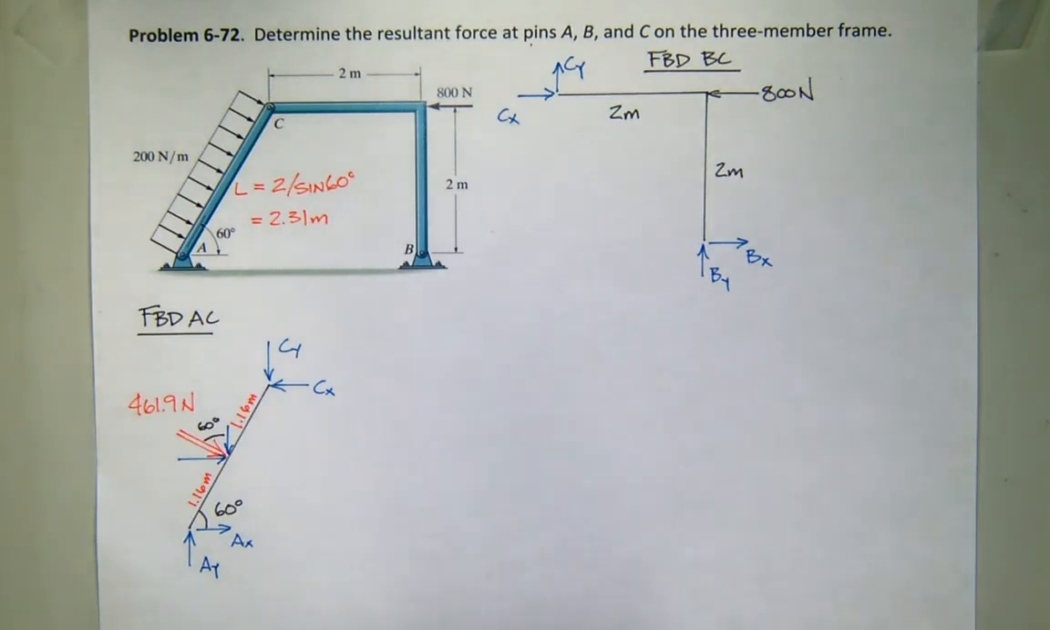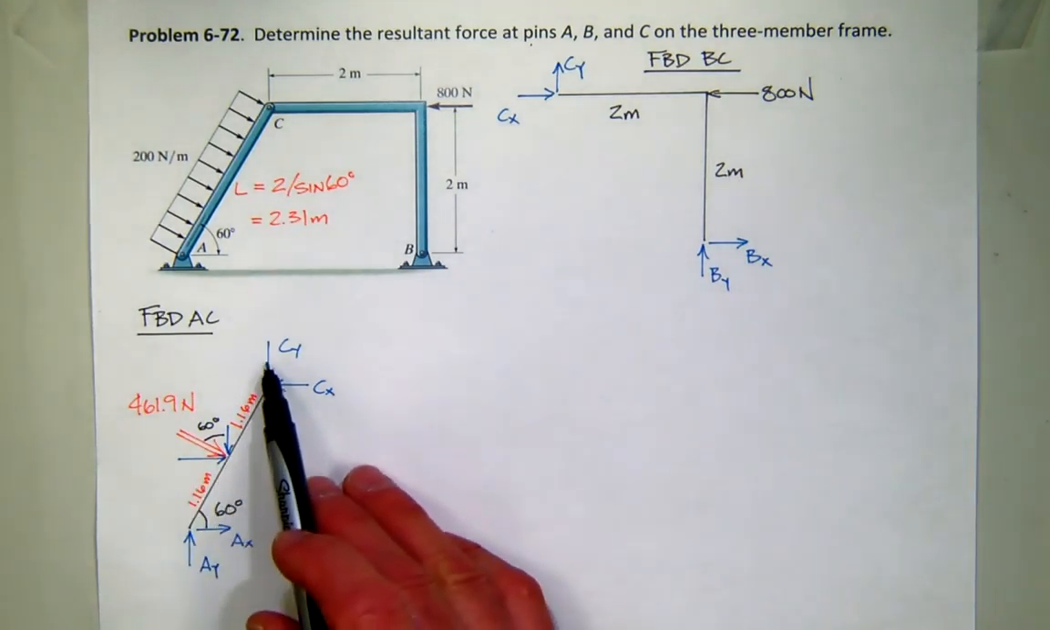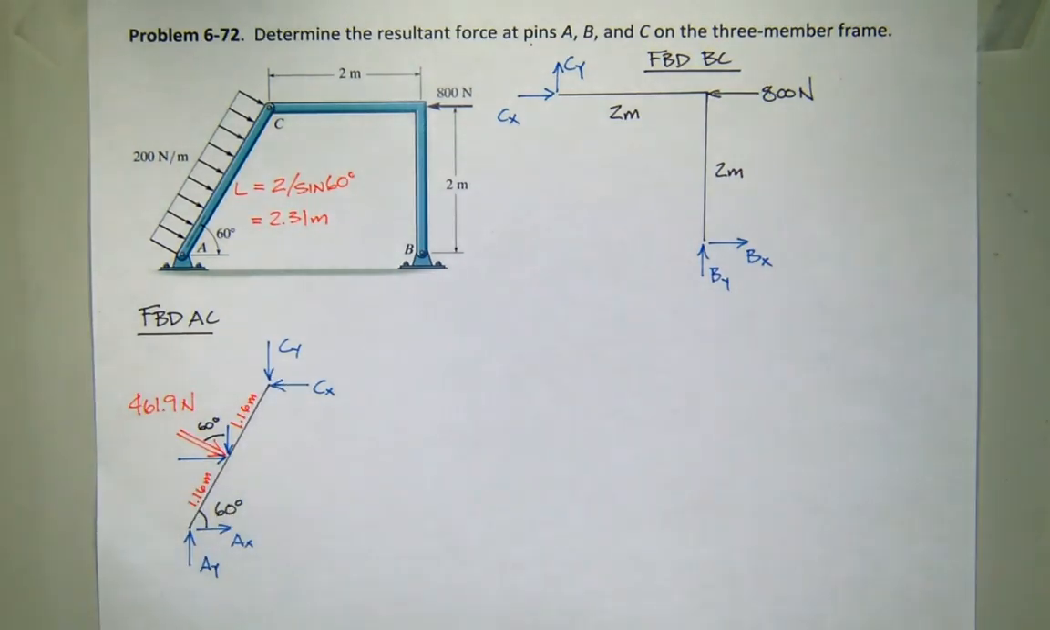Well, let's just say if I sum moments at A, what am I going to get? I'll have these two forces, but then I'll have both Cx and Cy contributing. That's one equation, two unknowns. Maybe I should start somewhere else. Where else could I start?